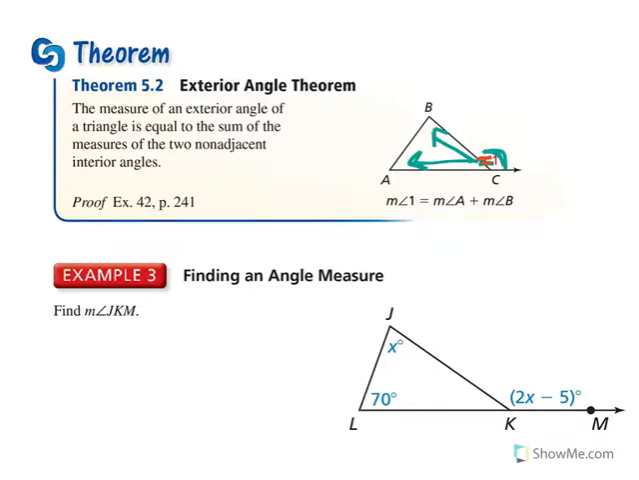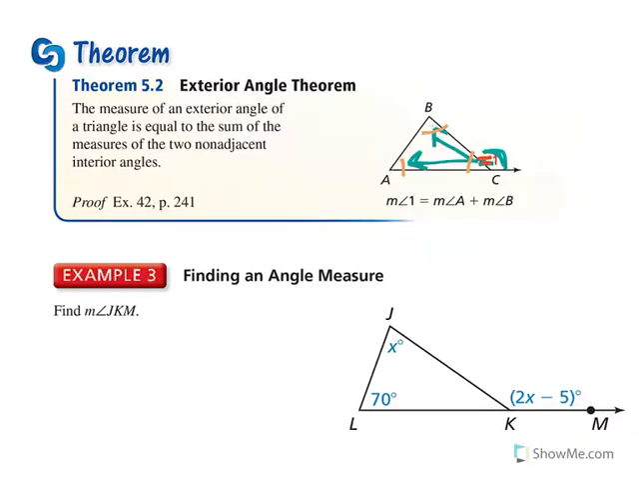Because if you think about it, this interior angle of A, this interior angle of B, and this interior angle of C all add up to be 180. Well, this C plus this exterior adds up to be 180. So basically they equal the same thing. And if you were to look at the proof, then you would be able to see how it actually works.